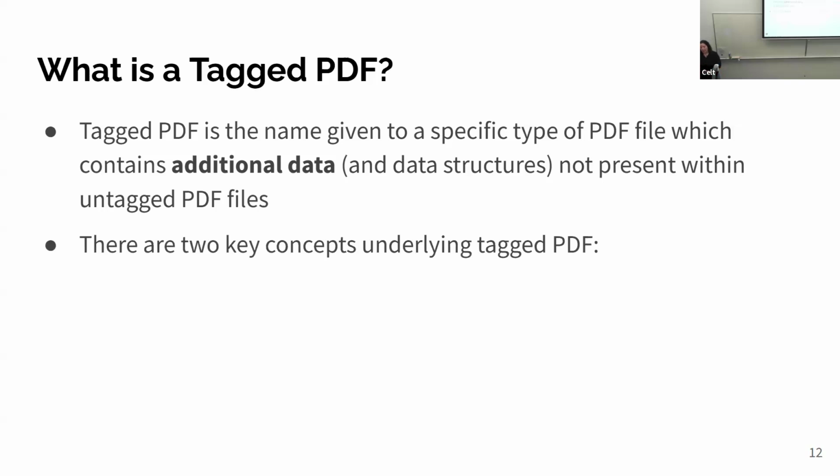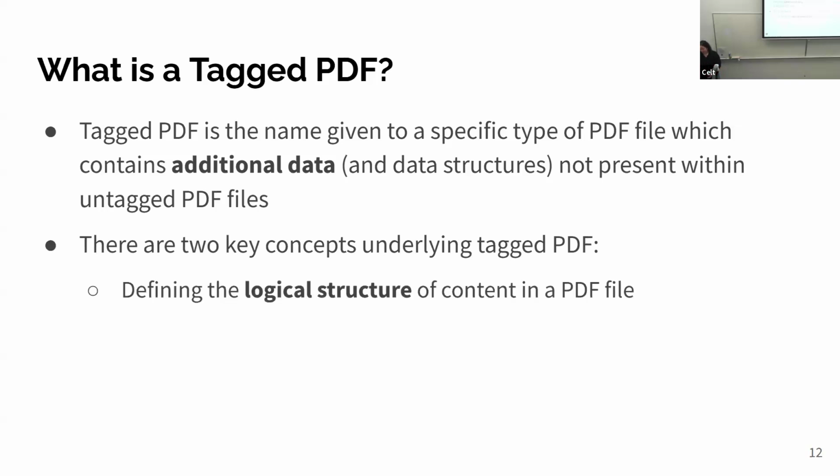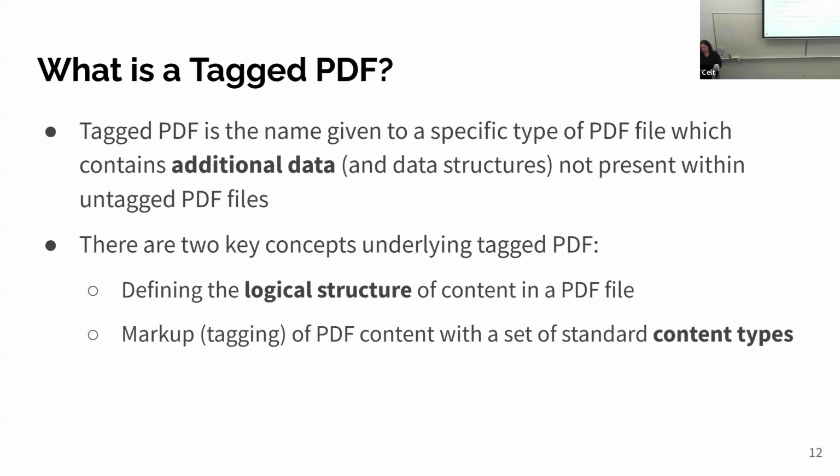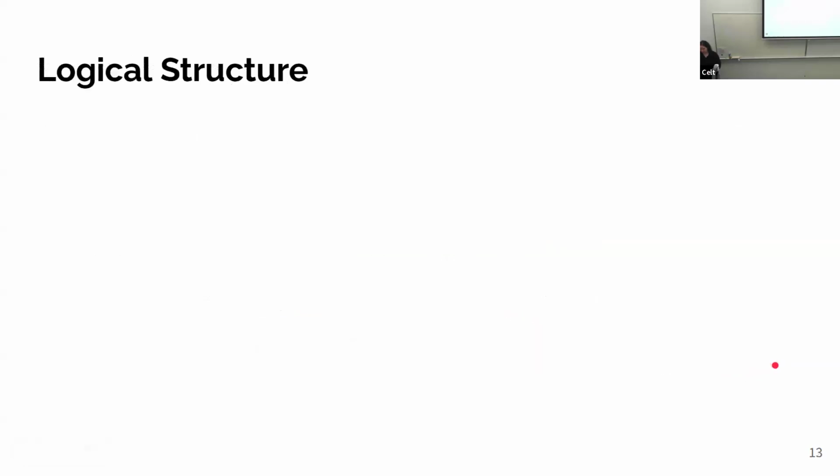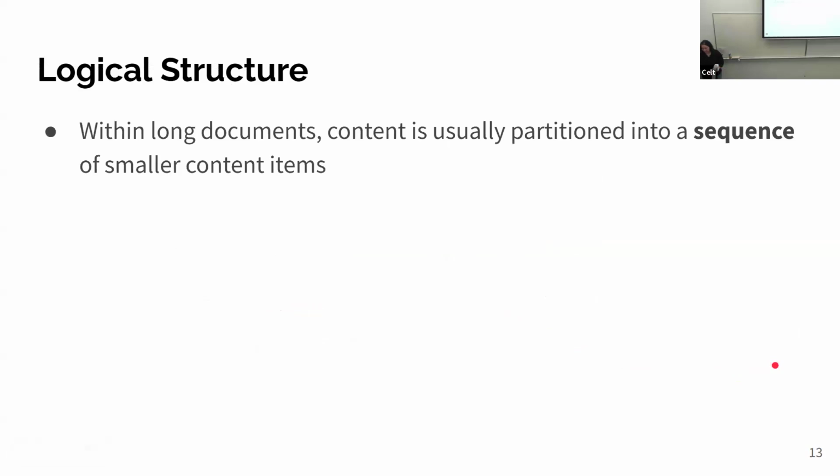So there are two key concepts underlying what we consider a tagged PDF. First is defining the logical structure of content in a PDF file. And next is the markup or tagging of PDF content with a set of standard content types. So we're going to dive a little deeper into these two things. What is a logical structure and what are content types? Starting with the logical structure.